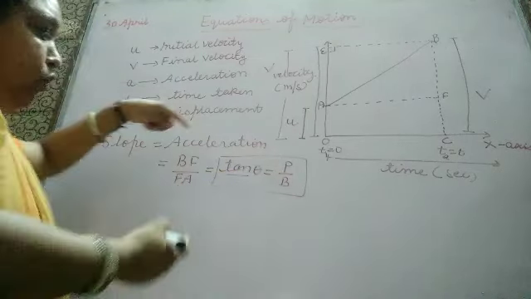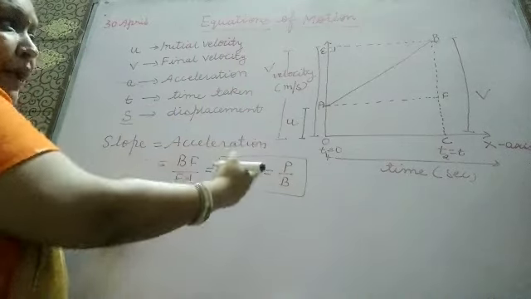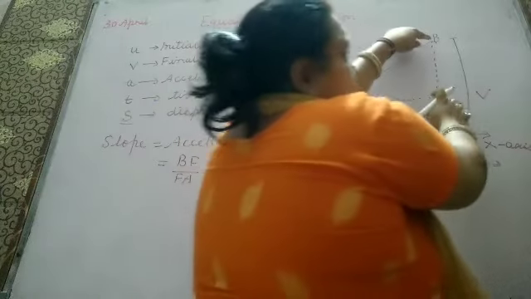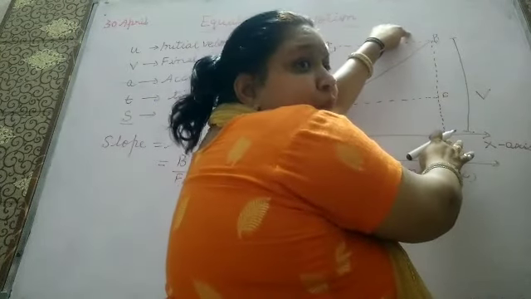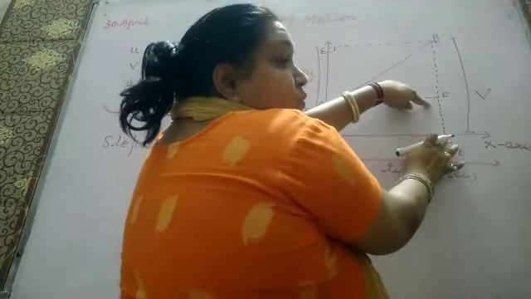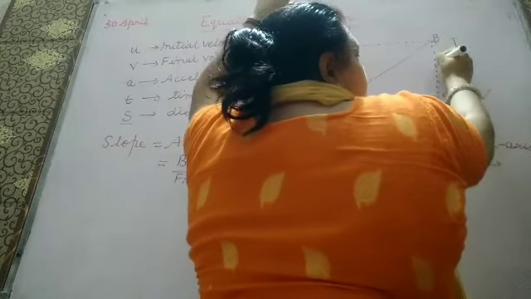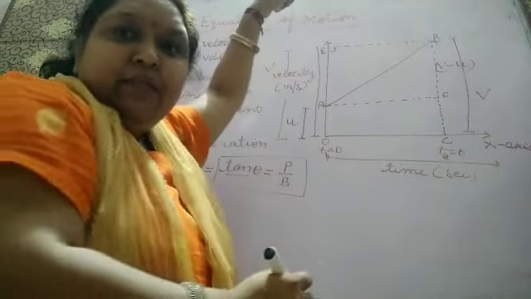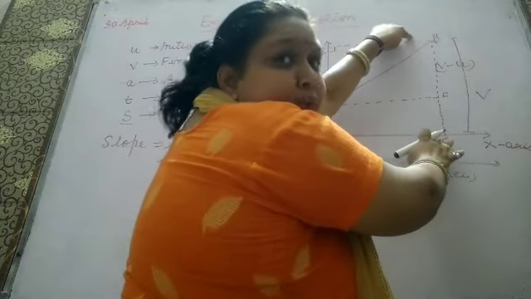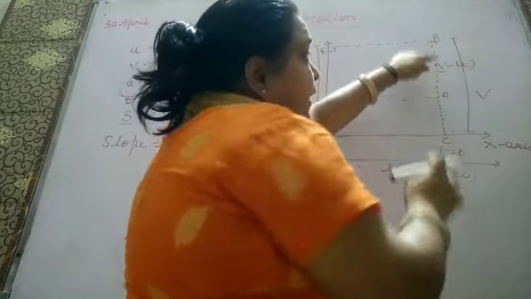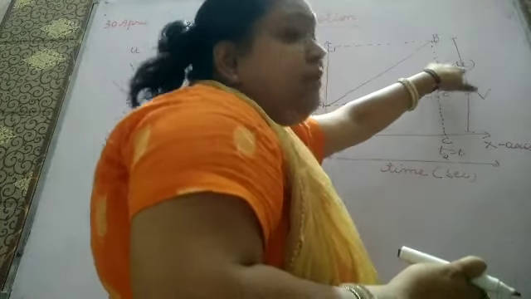And what is perpendicular here? BF. And what is base here? FA. So what will be the value of this? If this full is V and this one is U, then this will be V minus U. Okay, I repeat once again. This full is V, and when we subtract U from it, then this portion will be V minus U.